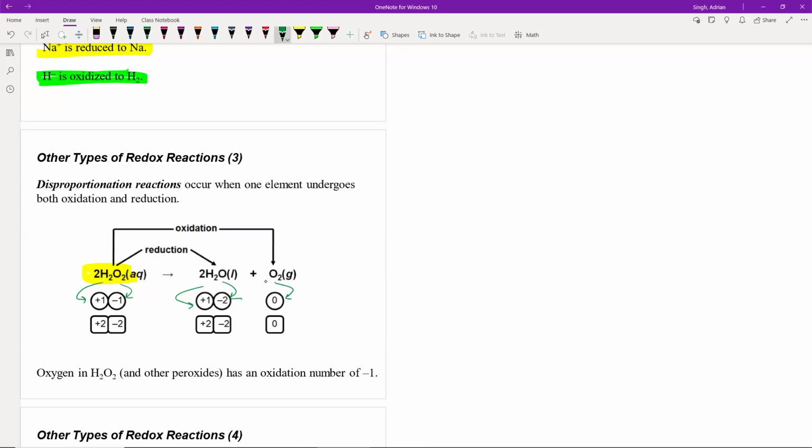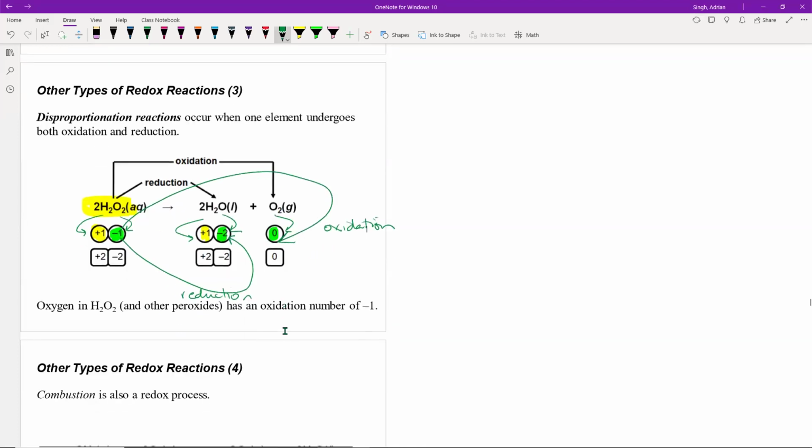So if you look at the hydrogen, it starts off with oxidation number +1 and stays as +1. The oxygen, though, starts off as -1. It becomes -2. It also becomes 0. So the oxygen here undergoes both reduction, going from -1 to -2, and oxidation, when it goes from -1 to 0. So this is disproportionation, where the element O undergoes both oxidation and reduction in the same reaction.